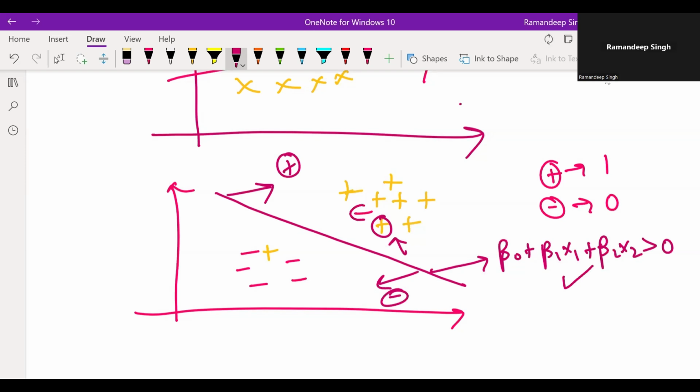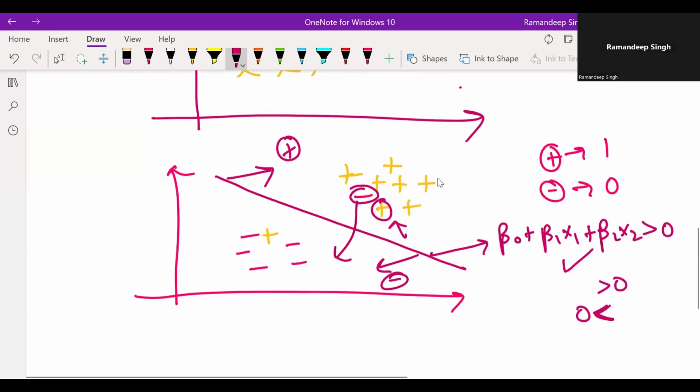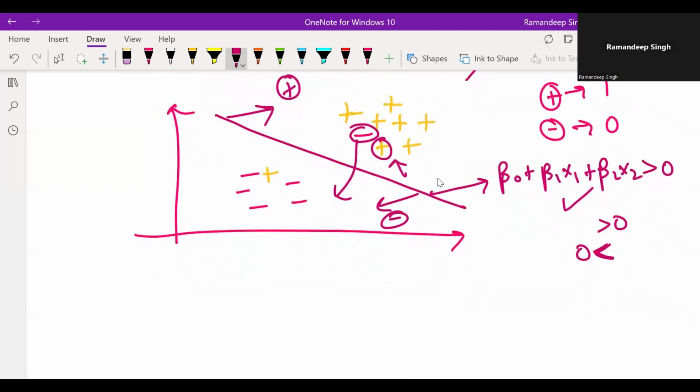But what if I go to this negative point, put its coordinates in this equation of line, and get a value greater than 0, right? What it should have been is a negative value, less than 0, meaning this point must have been on the left side of the line. So this is my misclassification. Okay, so we have understood how we can tell whether a point is correctly classified or not.